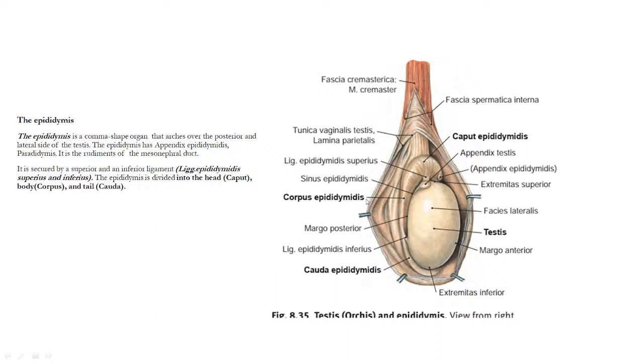It is secured by the superior and inferior ligaments: ligamentum epididymidis superius and ligamentum epididymidis inferius. The epididymis is divided into the head, caput, body, corpus, and tail, cauda. This is the epididymis: head, caput, corpus, cauda.